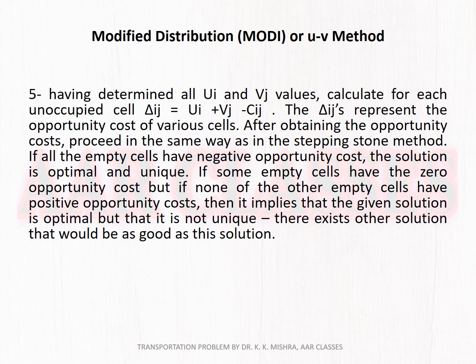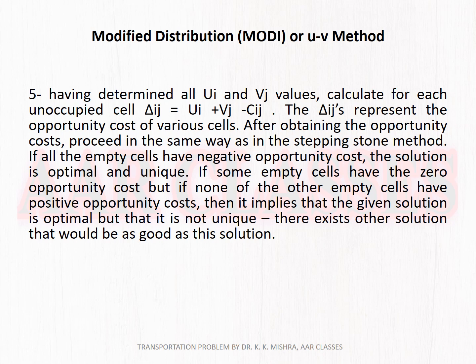Fifth, having determined all Ui and Vj values, calculate for each unoccupied cell delta ij equal to Ui plus Vj minus Cij. Delta ij is basically the opportunity cost. The delta ij represents the opportunity cost of various cells. After obtaining the opportunity costs, proceed in the same way as in the stepping stone method.